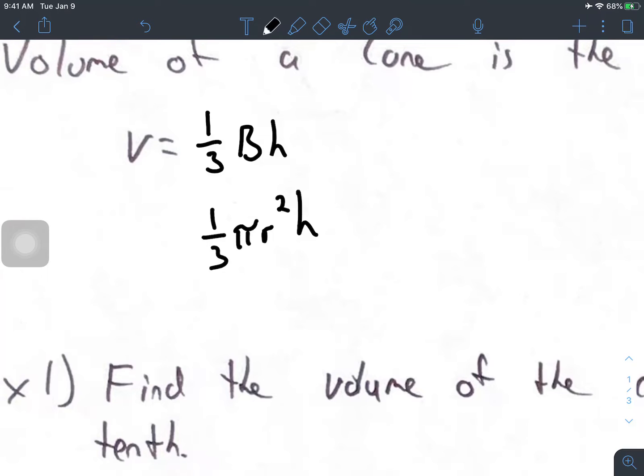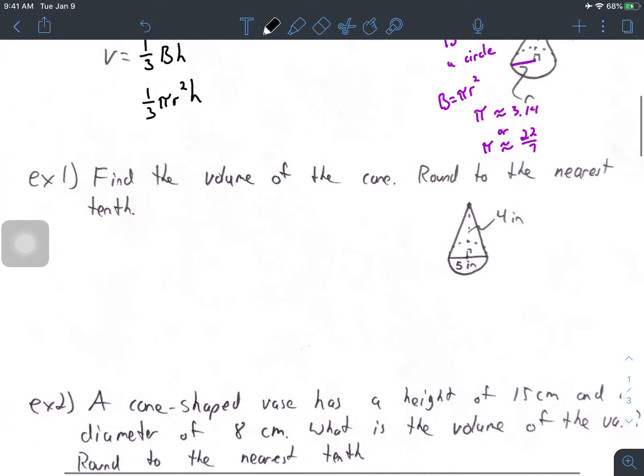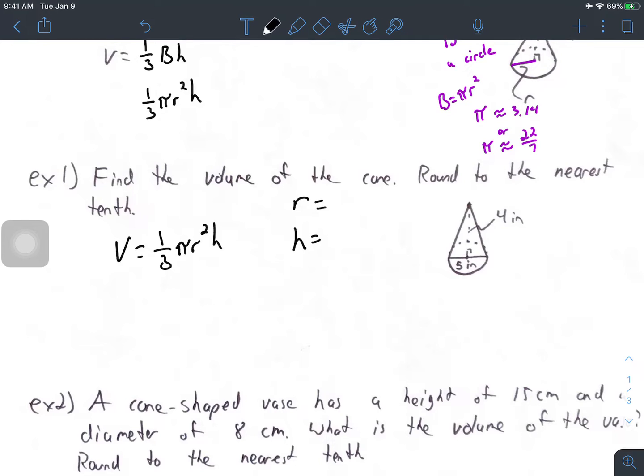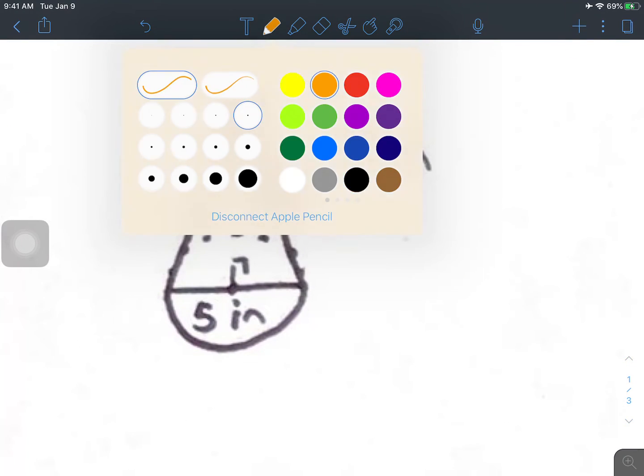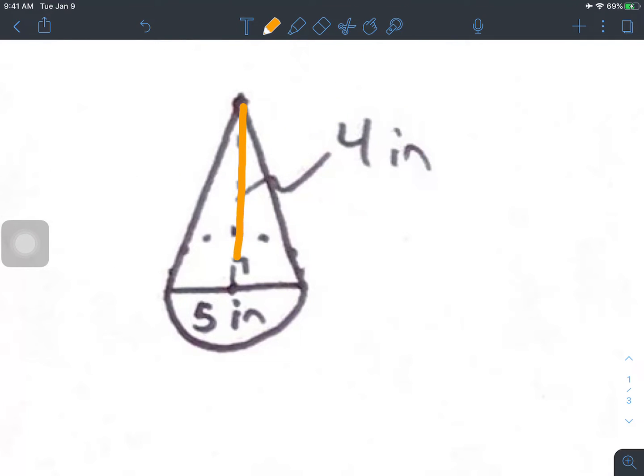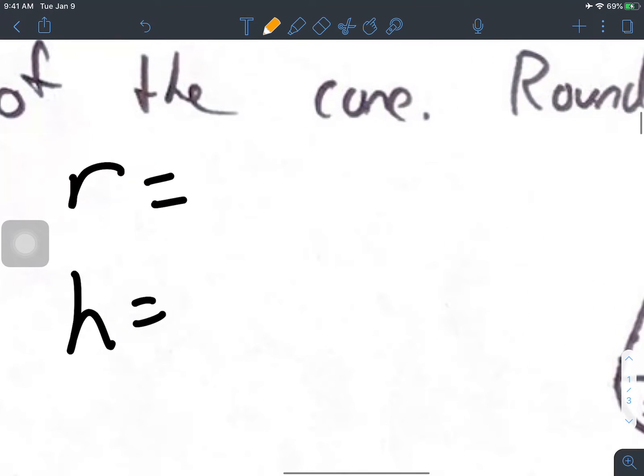So let's go through a couple of examples here. Example 1 says find the volume of the cone and then round to the nearest tenth. So we're going to be looking at volume of 1/3 pi r squared h, where the two variables that we don't know would be r, which is the radius again, and h, which is the height. So let's look over here. The height of this cone is going to be this one right here, from the tip of the cone down to the base. And it says that that's going to be 4 inches.